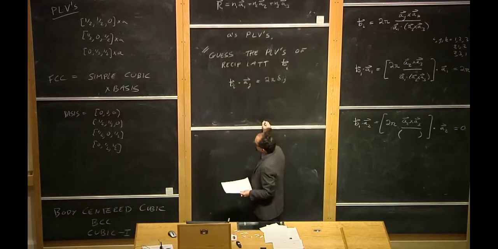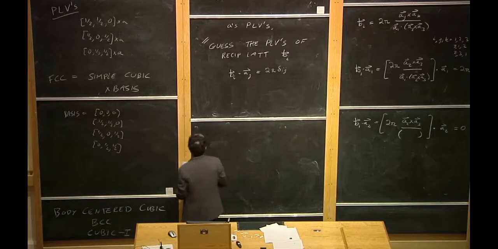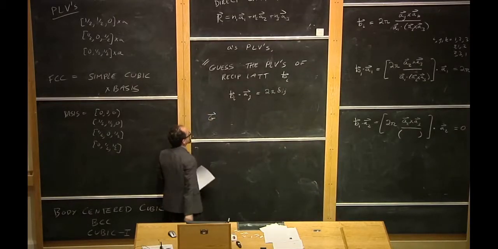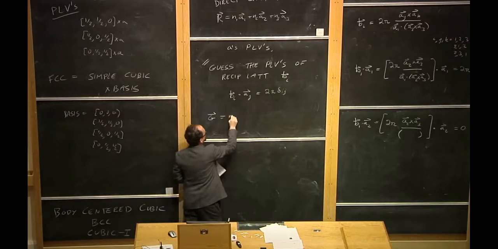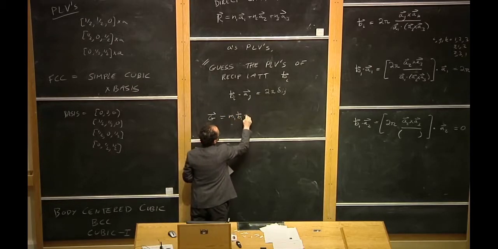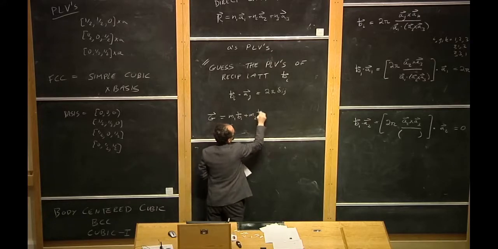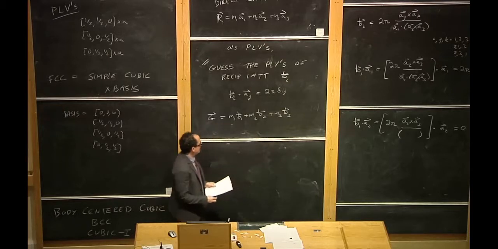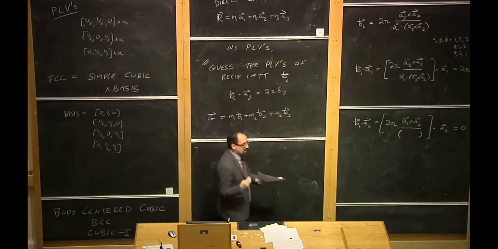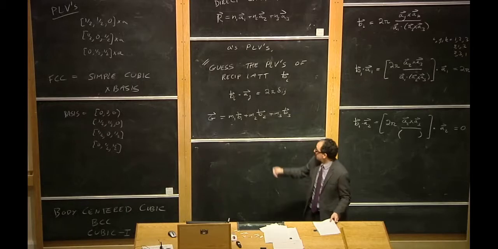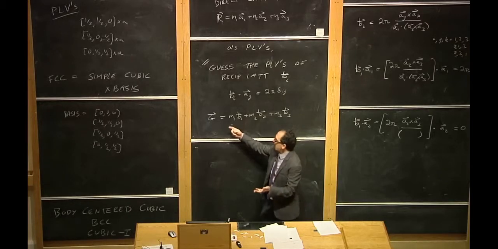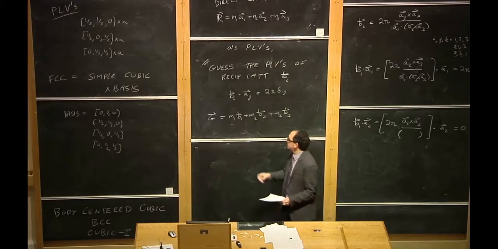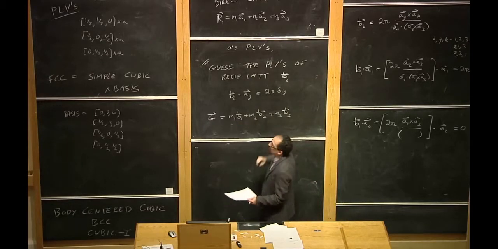Okay, so now we have a guess for what our reciprocal lattice vectors are. We would write down our reciprocal lattice vectors G as m1 B1 plus m2 B2 plus m3 B3. That's going to be our guess right now. But if we want to prove that these G's are reciprocal lattice vectors, that G is a lattice, what we need to show is that the m's can only be integers.